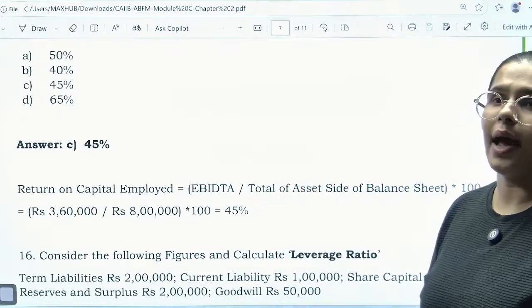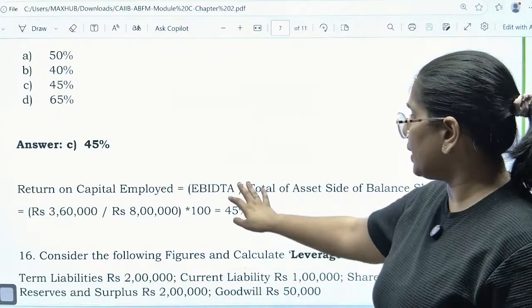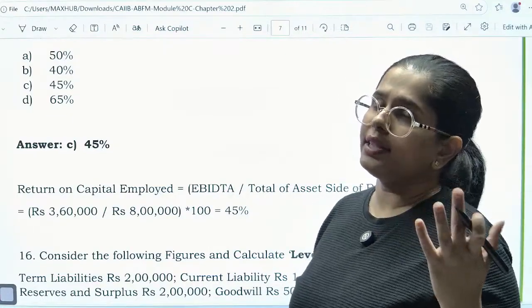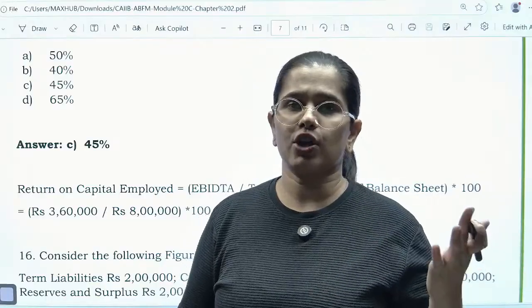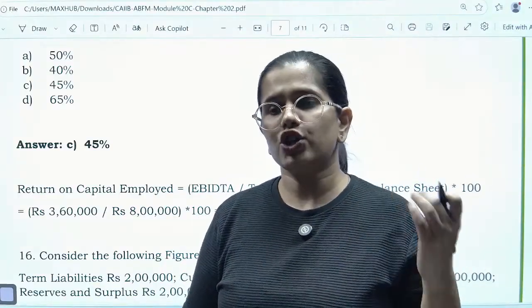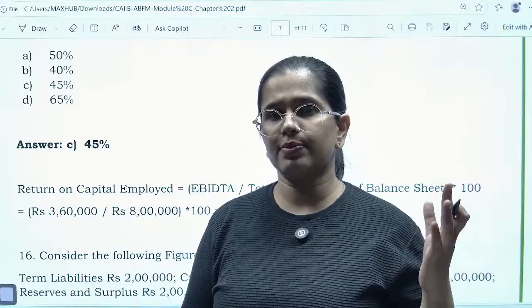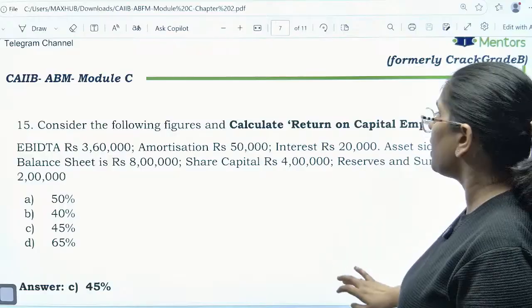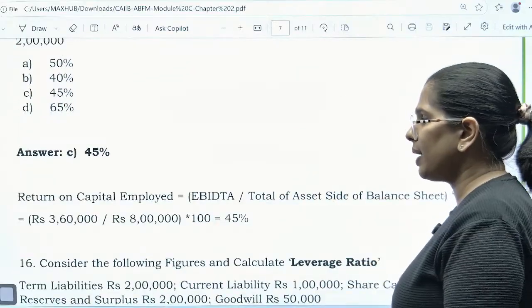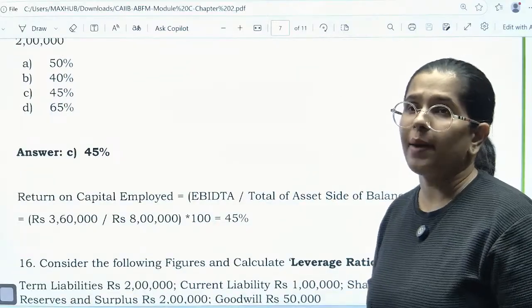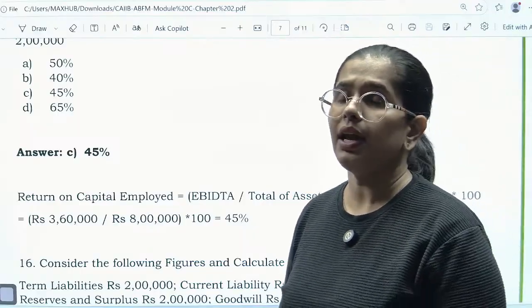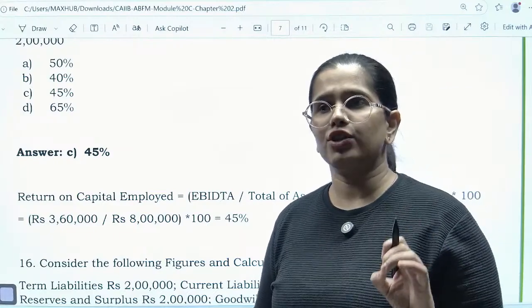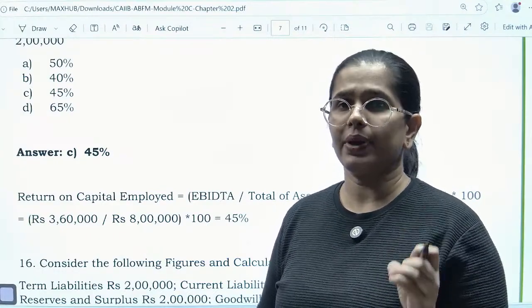Now over here, return on capital employed, how are we going to calculate? EBITDA divided by the total of the asset side of the balance sheet. Okay, so you can take from the asset side, you can take the reserve, surplus, share capital also, but in this particular question, only the share capital and reserves figure has been provided. So I will proceed with the asset side of the balance sheet, right? So over here, 360 divided by 8 lakhs, 45% is my return on capital employed. ठीक है, I am assuming over here that the asset side of the balance sheet figure has been given in complete sense.